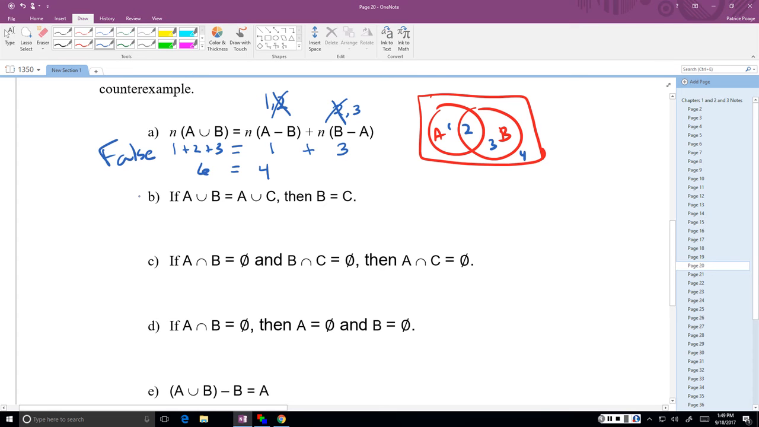Okay. The number, or no, not the number. If A union B equals A union C, does that mean that B has to equal C?